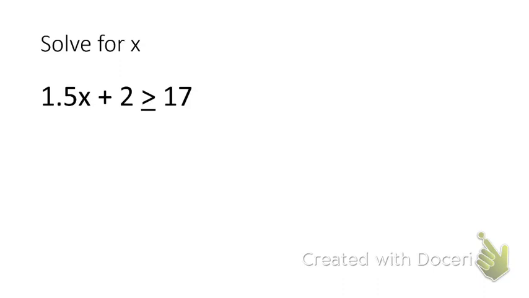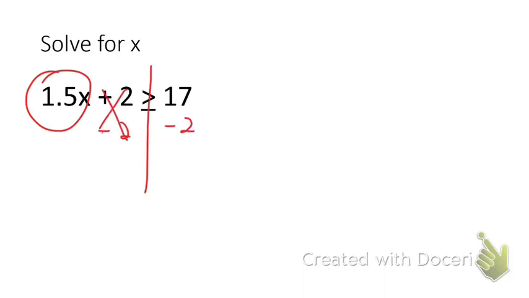Alrighty, so here we have another example. The only difference is that this has a rational number here, or I might say 1 and 5/10 x. It would be treated the same way. So here we still minus 2, minus 2. Those cancel out. 1 and 5/10 x is greater than or equal to 15.